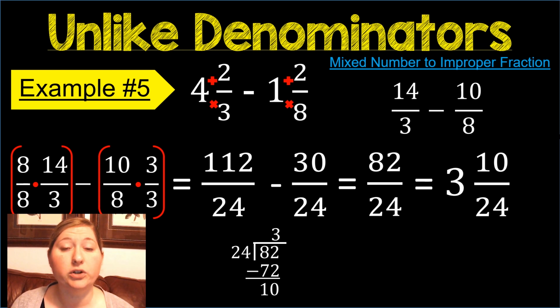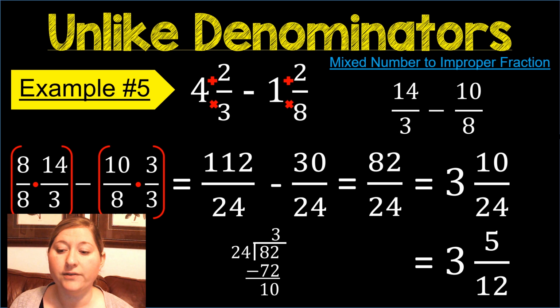But I can reduce 10 over 24. I know that they are both divisible by 2. Half of 10 is 5. Half of 24 is 12. And that would be my answer. And that is it. So that is how you add and subtract fractions.